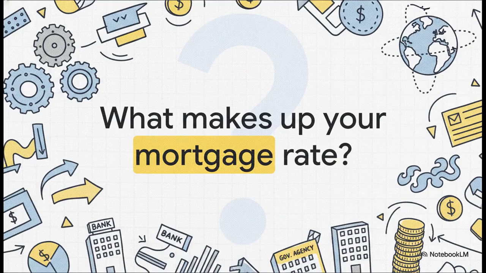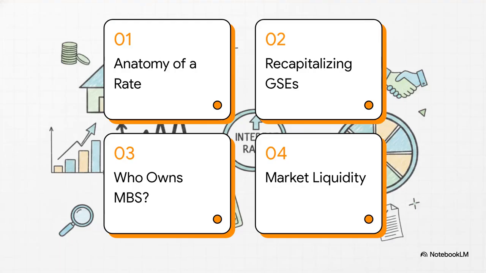So what actually makes up your mortgage rate? A lot of us just assume a local bank looks at our credit score and picks a number. But in reality, your rate is the final product of a massive, globally interconnected system. We're talking institutional investors, government agencies, and complex market liquidity. Today, we're going to peel back all of those hidden layers. We're going to unpack this whole thing in 4 quick steps.